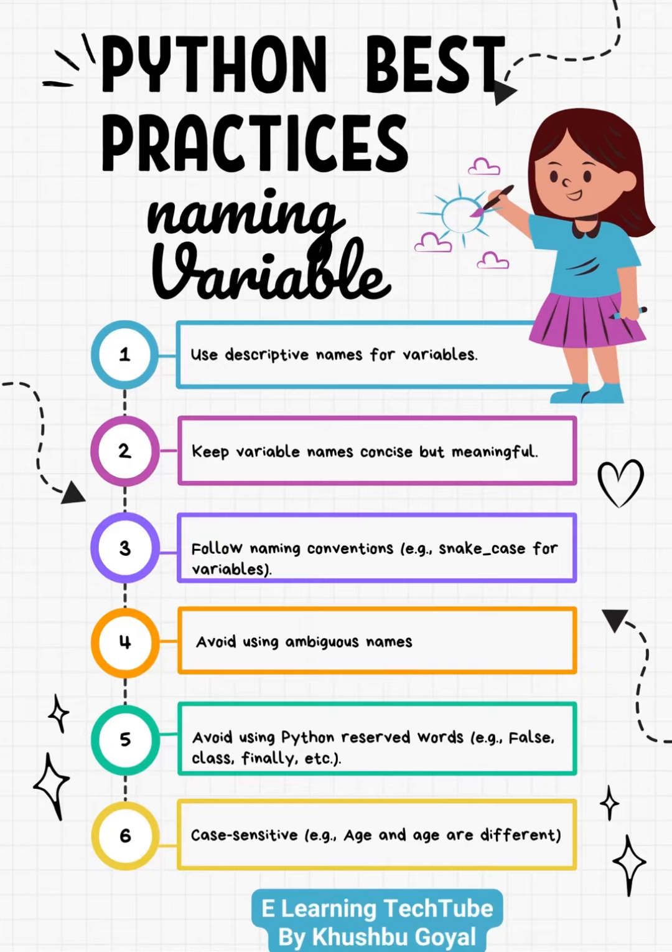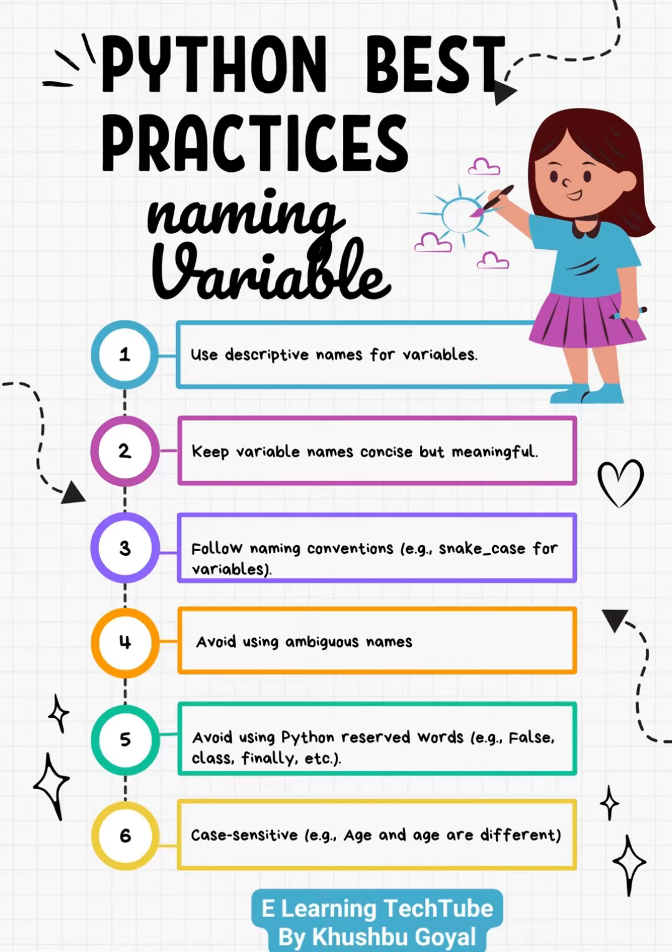Second, keep variable names concise but meaningful. So include context to make the variable's use clearer. Like, if you are defining an age for the user, the name of the variable should be user_age as compared to age. Third, follow naming conventions like snake case for variables. So you have to follow a consistent naming convention.